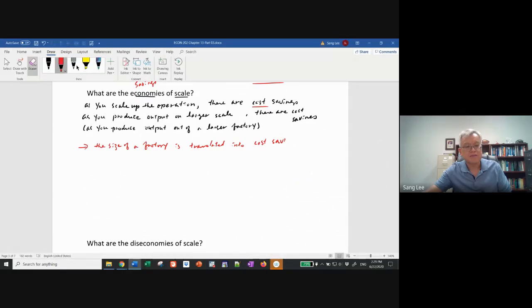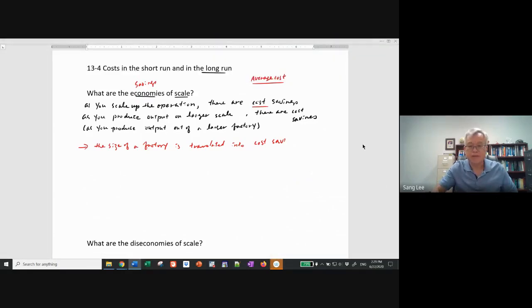Cost savings. Okay, here, cost savings. So, simply put, within an industry, a company with a bigger factory, a larger company, does have a cost advantage over a small company.